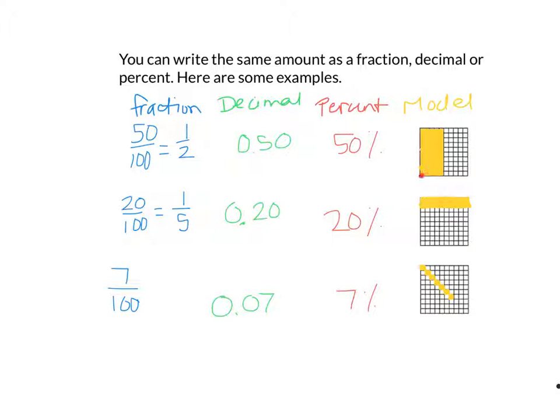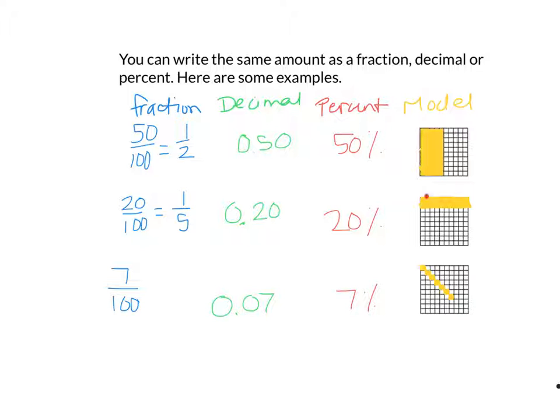If you look at this, you notice the 10 by 10 grid is halfway colored in. So we can write that as a fraction of 50 over 100 or 1/2. Okay, simplified it's 1/2. We can write this same amount as a decimal, 0.5. There's a decimal right there. And we can also write 50 out of 100 as 50%.